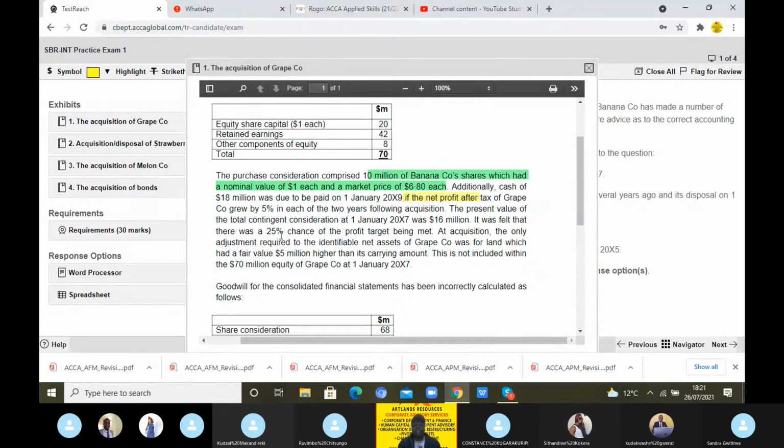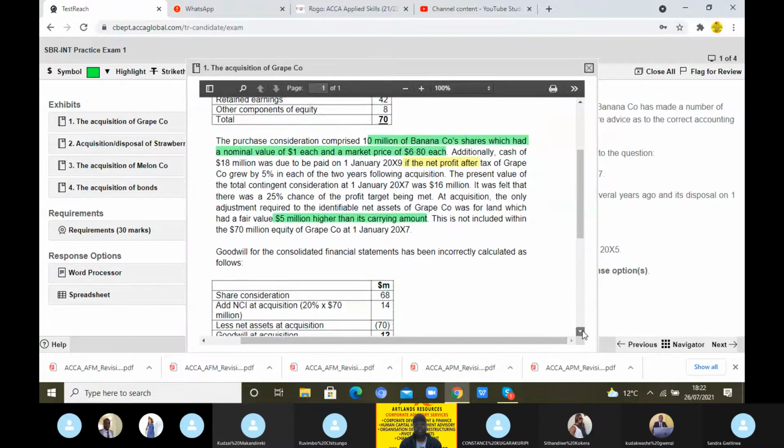At acquisition, the only adjustment required to the identifiable net assets of Grape was for land, which had a fair value of 5 million higher than its carrying amount. This is not included within the 70 million equity of Grape at 1 January 2007. So here is Grape. Grape has got 70 million equity, but this 70 million excludes the 5 million fair value adjustment for land. So we need to increase the value of land by 5 million. So there you go. Continuing.